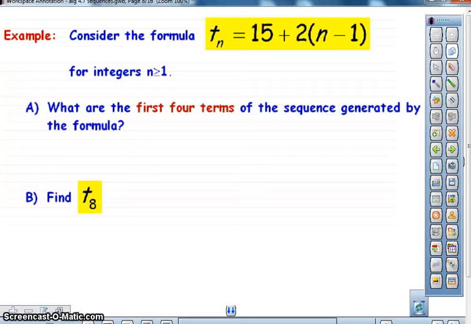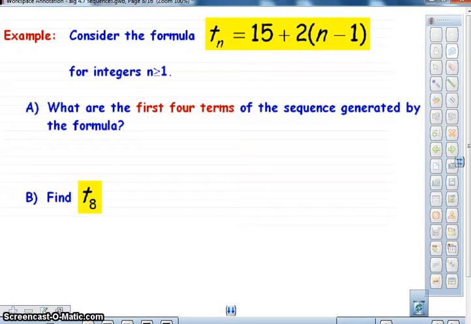We are continuing the 4-7 sequence notes in your yellow notepad. We're on page 4, on the bottom half of that. It says, consider this formula: T of n equals 15 plus 2 times (n minus 1) for all integers that are greater than or equal to 1. Well, what are the first 4 terms in our formula?